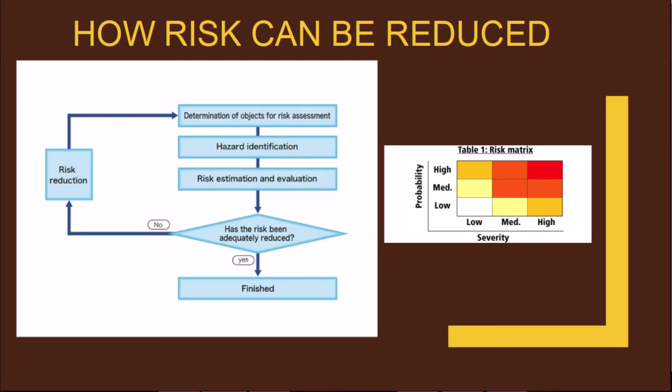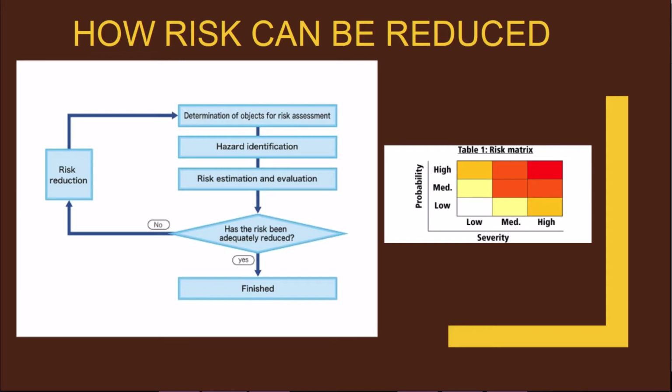In this slide 6, we are going to discuss risk reduction techniques and a normal flow chart which will tell how risk can be reduced in industrial applications. The first step to industrial safety is risk reduction. In the flow chart, you can see our first goal is determination of objects for risk assessment. Here we get to know what are the objects or parameters that are very crucial for risk assessment. Then our second goal is to identify the hazard. First is the object, then is its hazard.